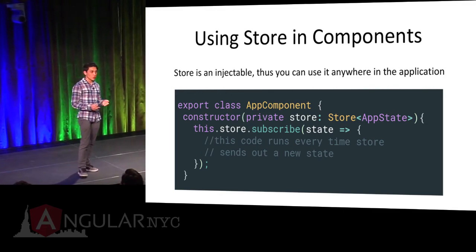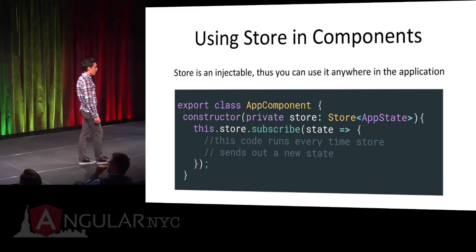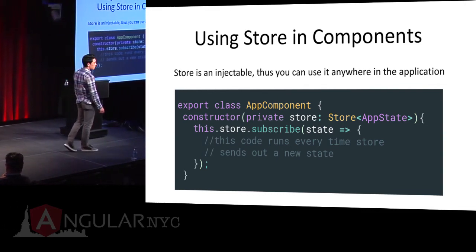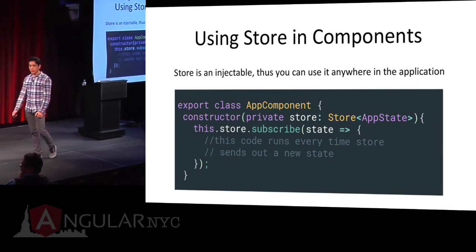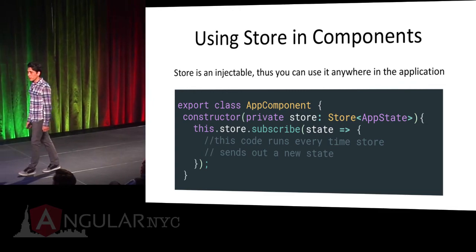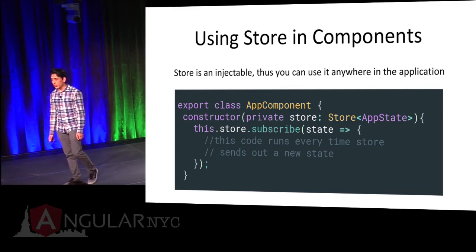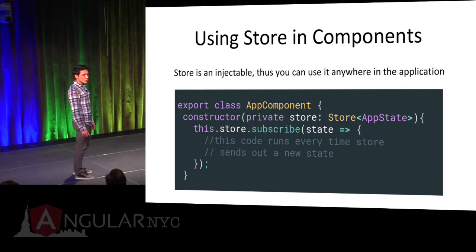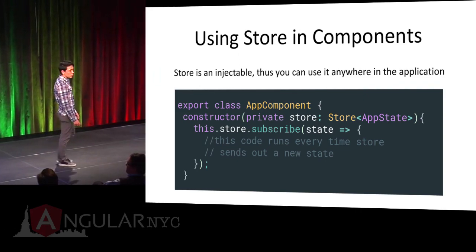So let's see how we use store in our components. So store is an injectable, and that means that you can inject it anywhere in the application in any class. And store is also an observable, which means that it's asynchronous. And if you are familiar with promises, they are similar, except that promises give you values only once, while observables keep giving you values until you unsubscribe. So here's a way of getting the whole application state every time it changes.